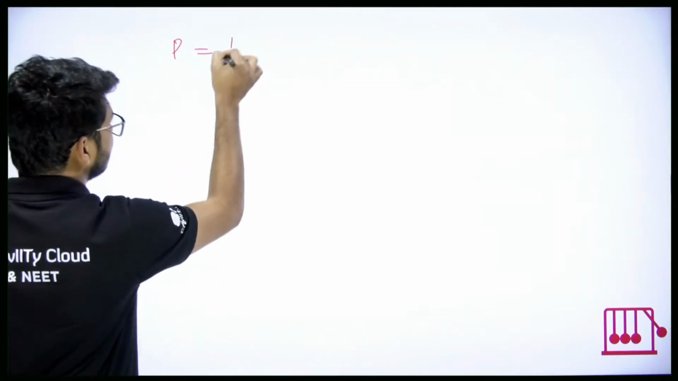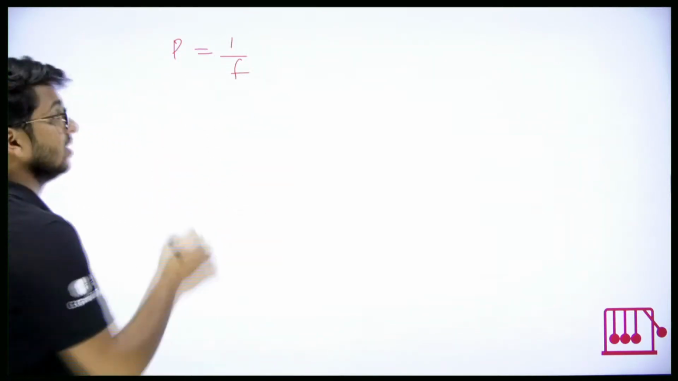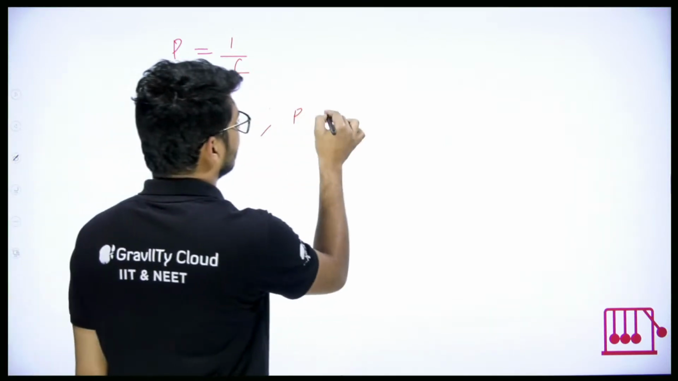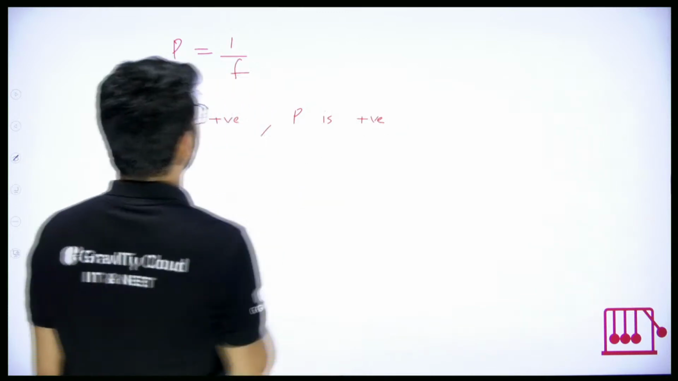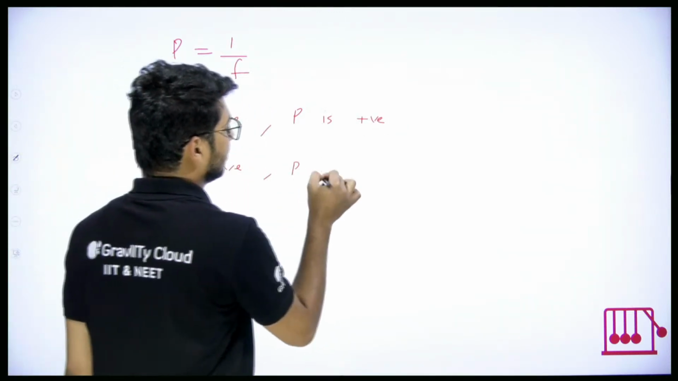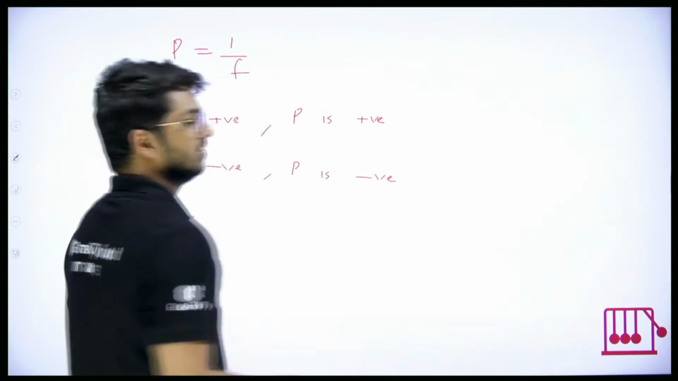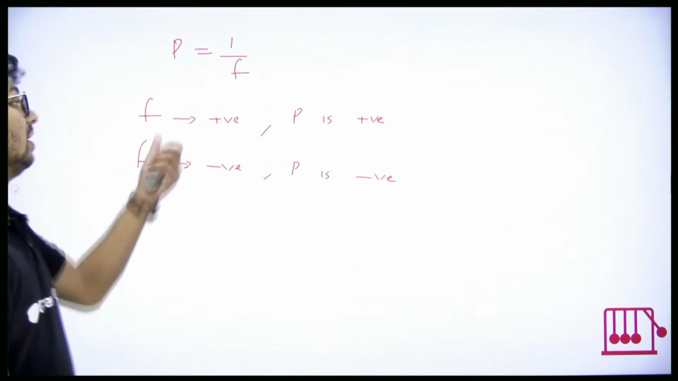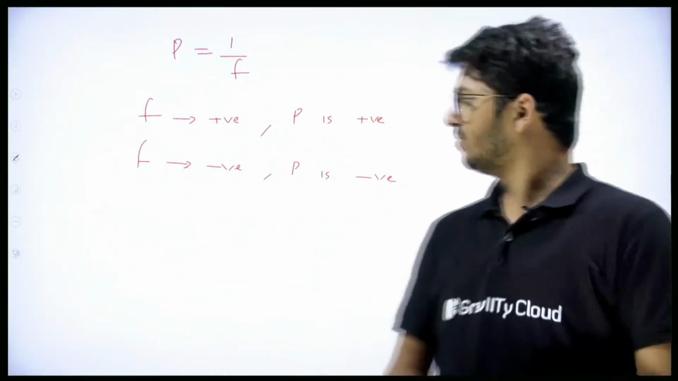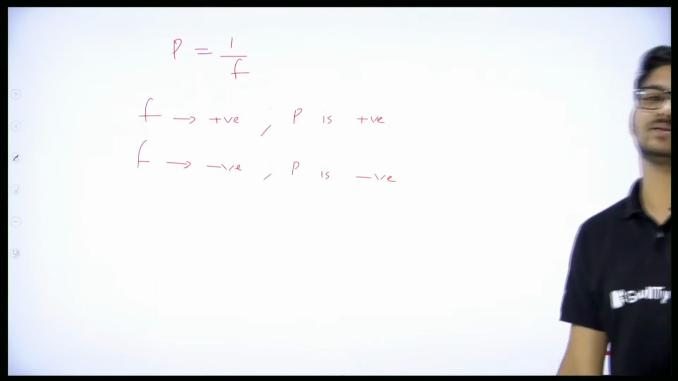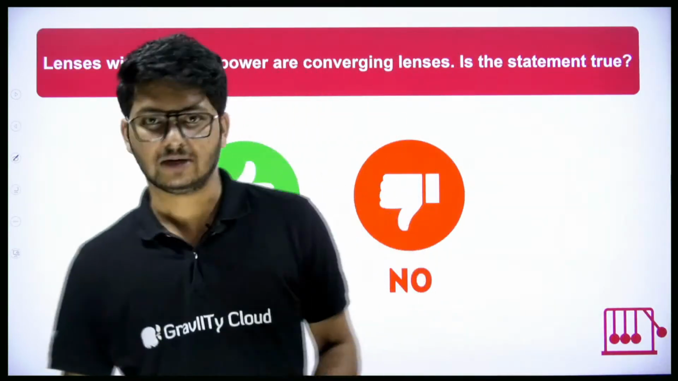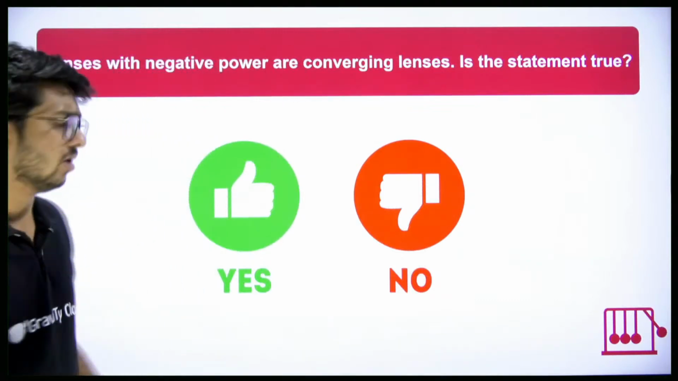It depends on focal length. So when I say P is equal to 1 by F, F is positive, power is positive. Simple. F is negative, that means power is negative. So whether power is positive or negative will depend on focal length. Easy, right? Very easy. Good.